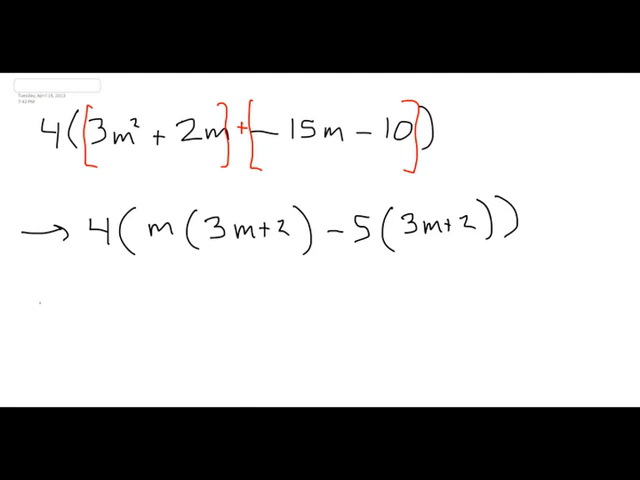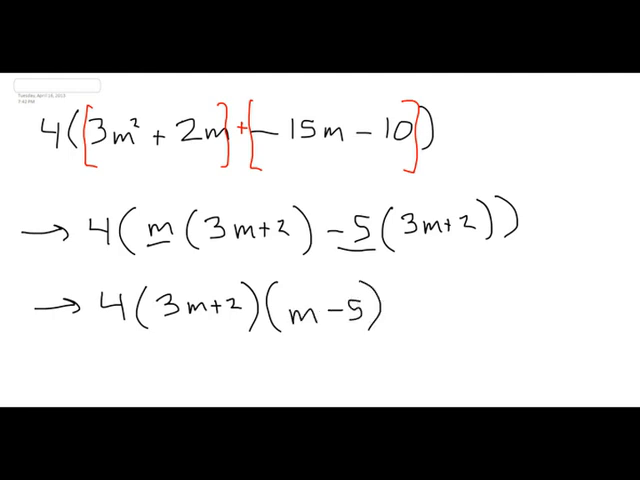So now let's use our trick. So what goes in the first binomial is our doubled binomial value. What goes in the second are the coefficients. So we have m minus 5, and there is our final solution.